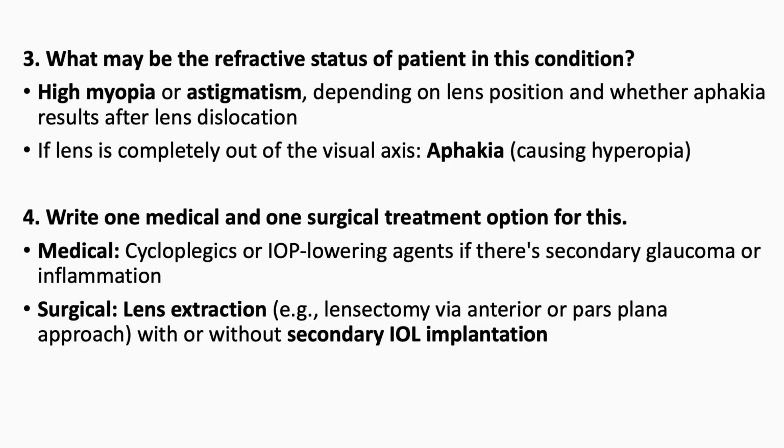Refractive status depends upon the position of the lens. If it partially lies in the visual axis, high myopia along with lenticular astigmatism can be there. If it is completely out of the visual axis, it behaves like functional aphakia causing high hypermetropia. Next is medical and surgical management. Medical: we can give cycloplegics and IOP lowering agents, and finally surgery if these are not successful.